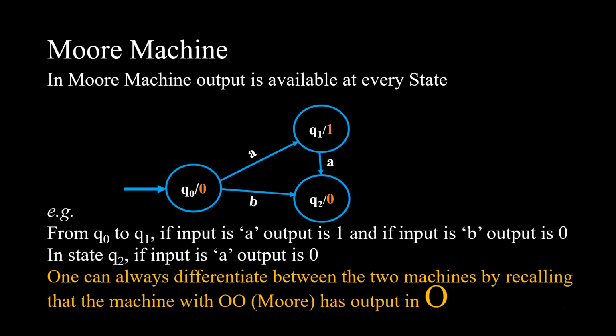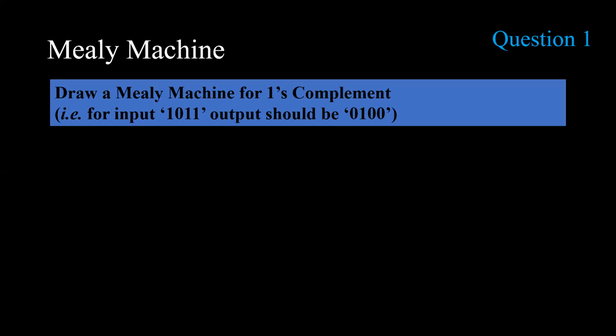Now, normally there is a minor confusion between Mealy and Moore machines. In order to overcome that, one can differentiate these two machines by recalling that the machine with double O, that is Moore, has output in O, that is, in the state. Now we come to drawing of Mealy and Moore machines. We have discussed the characteristics and how we go around with Mealy and Moore machines.